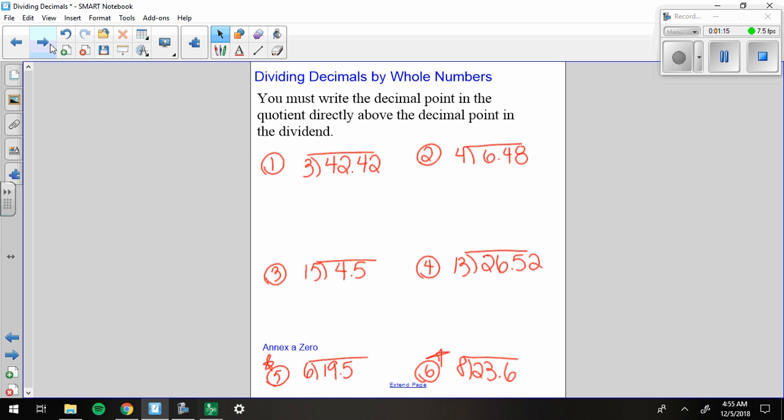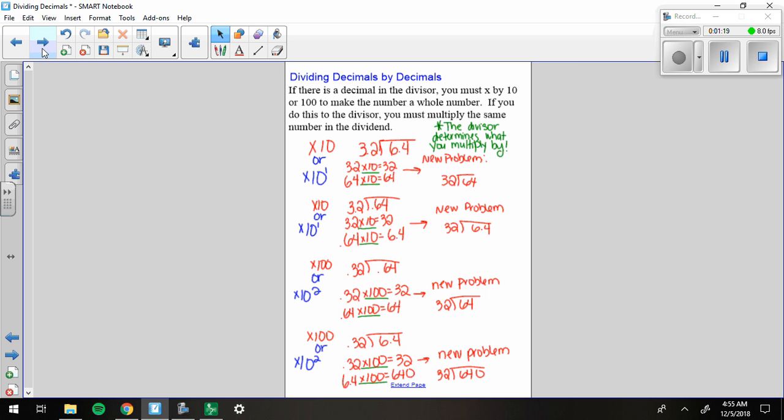So when we're dividing a decimal by a decimal, there's an extra step that we have to take. If you look on here, I kind of explain it. If there is a decimal in the divisor, you must multiply by either 10 or 100 to make the number in the divisor a whole number. If you do this to the divisor, you must multiply the same number in the dividend.